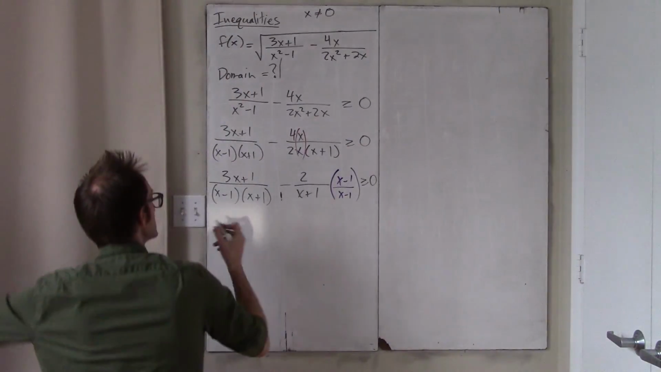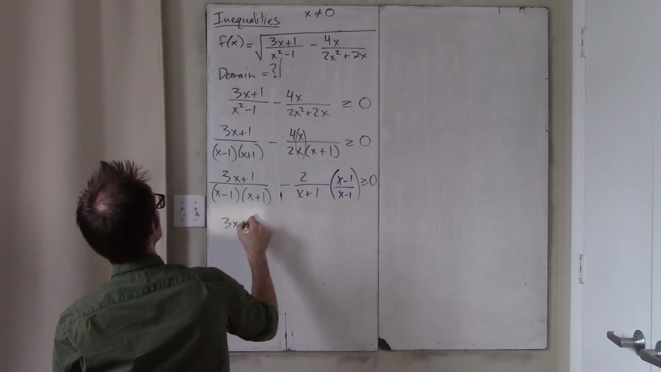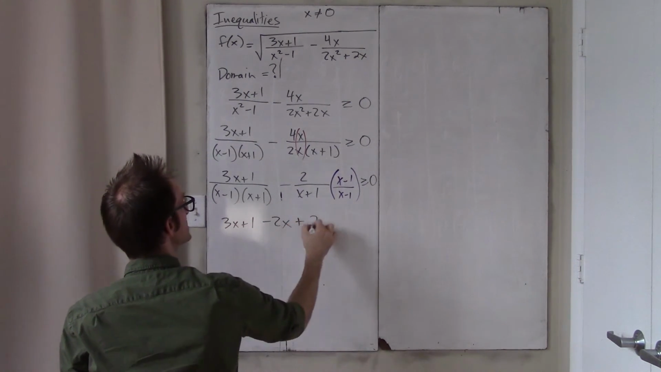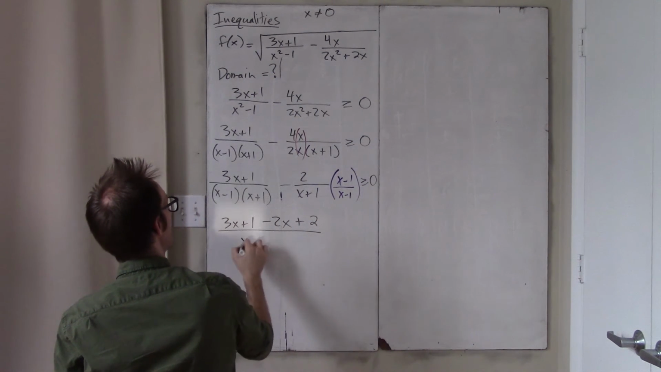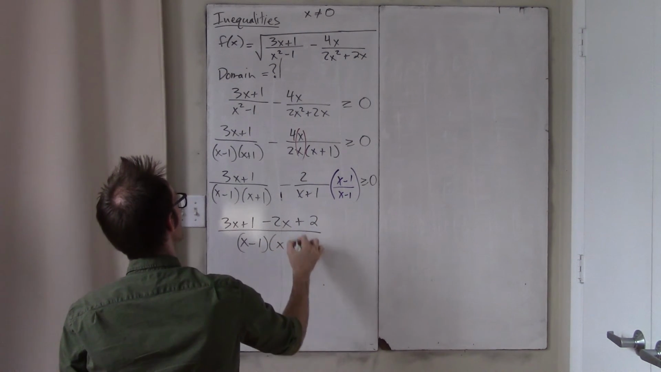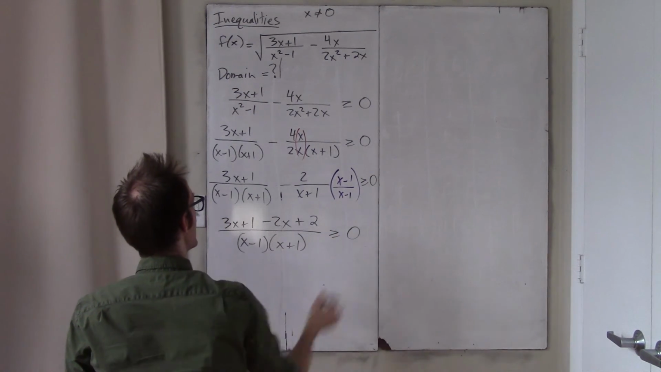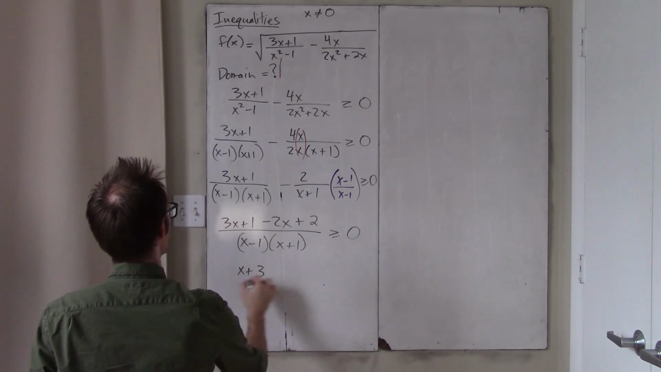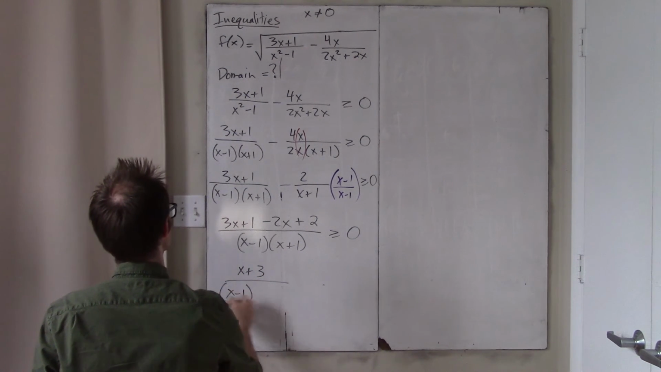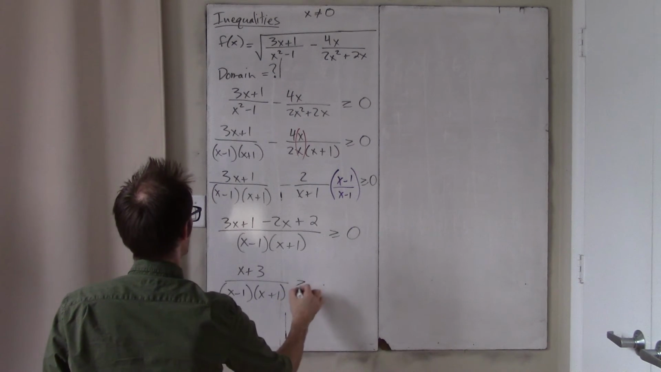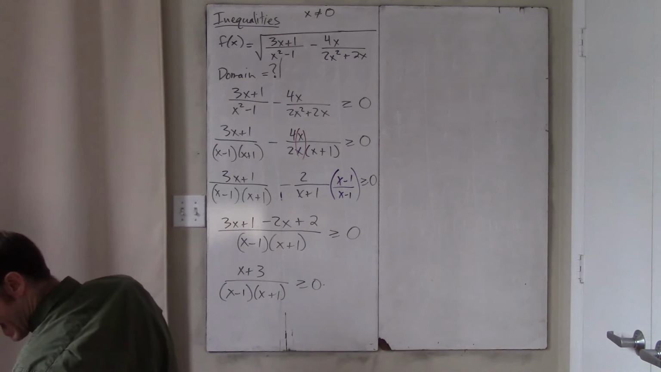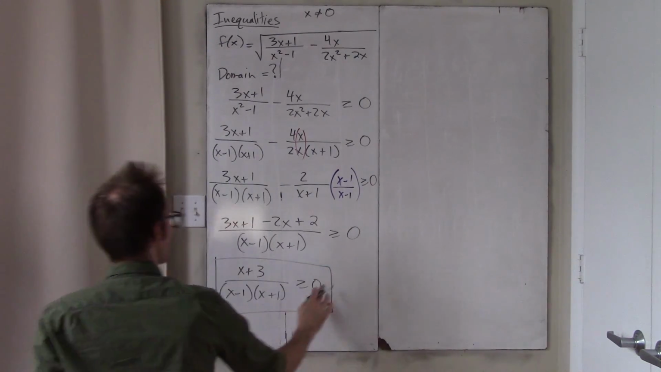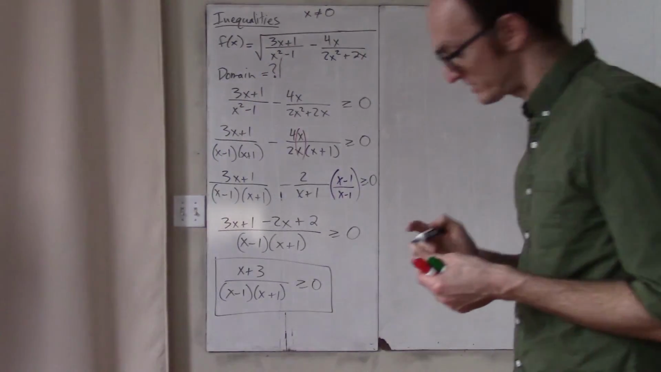So what do I get? (3x plus 1), being careful with my parentheses, minus (2x plus 2), all over (x minus 1)(x plus 1). And okay, this numerator just becomes x plus 3. Alright, so here there was less algebra to do, and now, in my opinion, this is where the real thinking starts. And the thinking for me goes like this.